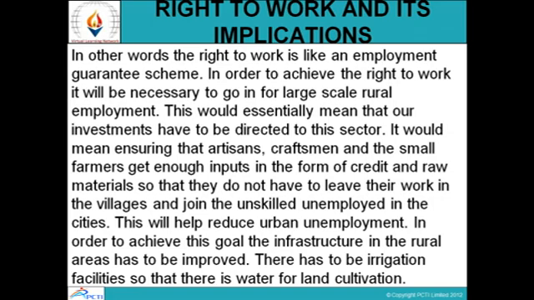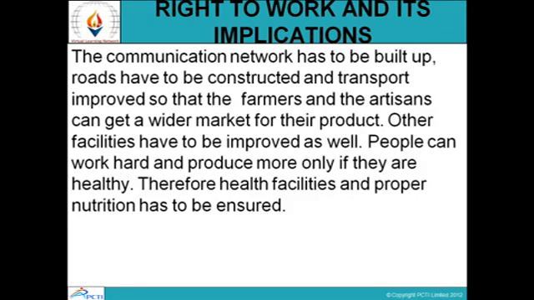In order to achieve this goal, the infrastructure in the rural areas has to be improved and there have to be irrigation facilities so that there is water for land cultivation. The communication network has to be built up, roads have to be constructed and transport improved so that the farmers and the artisans can get a wider market for their products. Other facilities have to be improved as well. People can work hard and produce more only if they are healthy. Therefore, health facilities and proper nutrition have to be ensured.